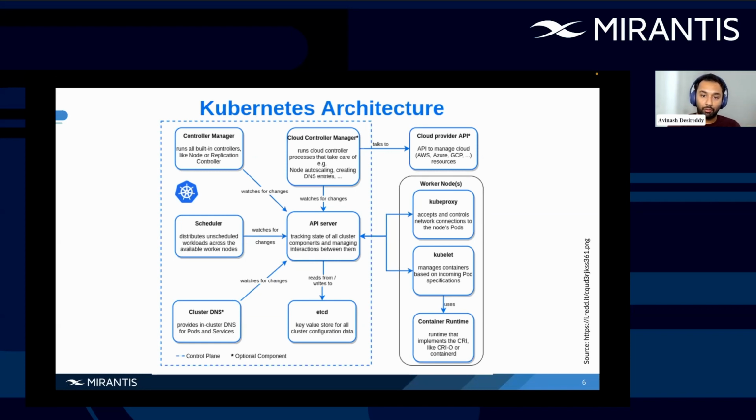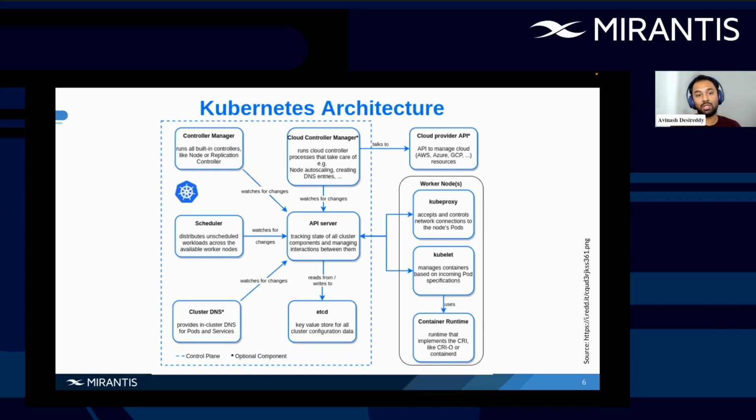And for a worker node or a cluster node, in order to run any workloads, it needs to have a container runtime, a kubelet, and a kube proxy. All these components have their own individual responsibilities. For example, the API server tracks the state of the cluster components and manages interactions between them. And the scheduler distributes unscheduled workloads across the available worker nodes.